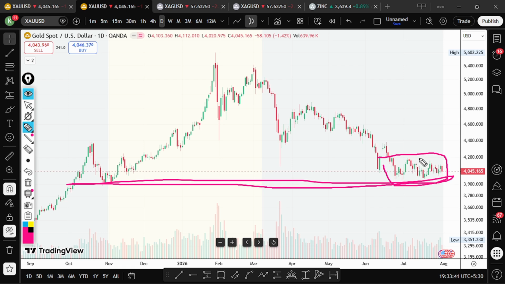Either if the NFP doesn't come good or the results are as expected, then the market can go down, but don't sell before a retest. Let's wait for the retest. Like in the buying zone, it went up, then retest, and then it went up. That's the longer move. If we want to play that, we have to wait for that retest. If it goes up, you can buy, but there are fewer chances of that happening.